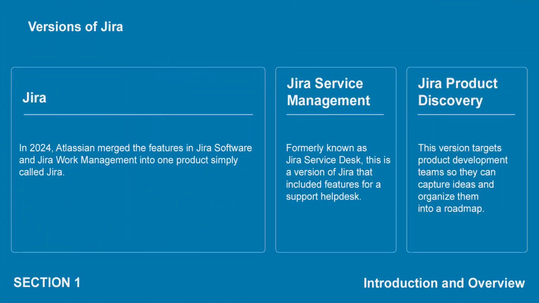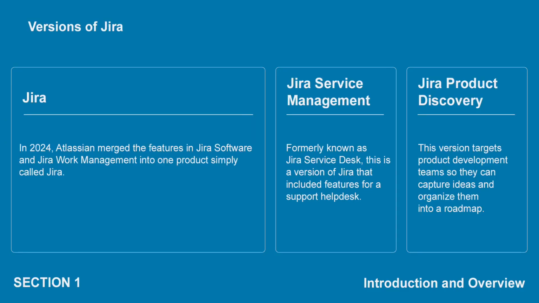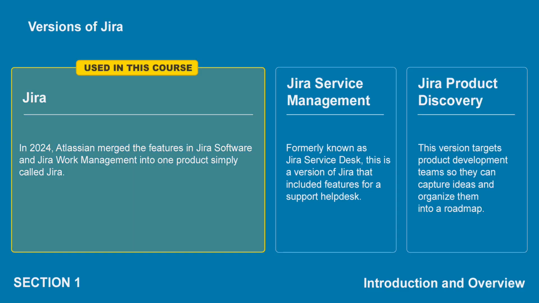Now, in 2024, Atlassian decided to merge together Jira Software and Jira Work Management again back into one product simply called Jira. Quite honestly, there was a lot of overlap in the functionality. As I mentioned, they were split off to begin with. And this is just my own speculation, but from my experience, I think it caused some confusion between the two versions. So I'm glad that they merged them together. And since Jira is now the flagship product, that's what we'll be using in this course.